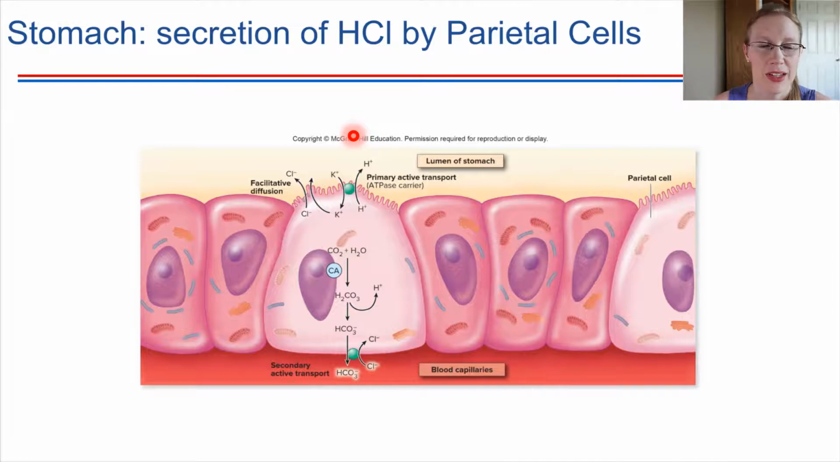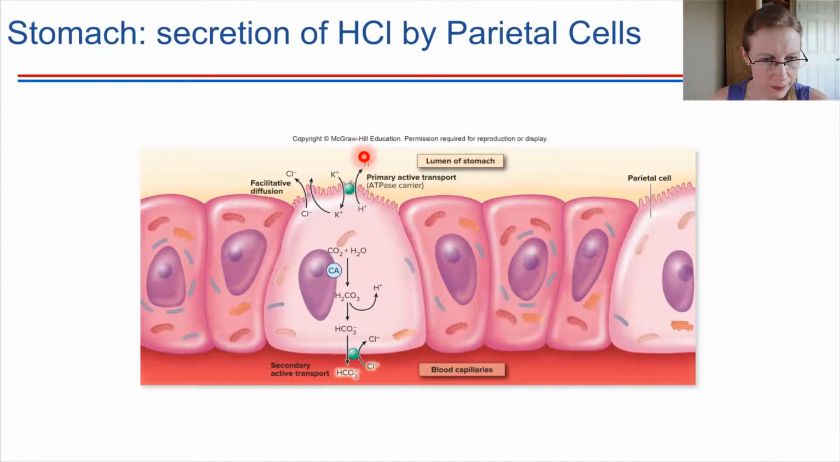And that potassium that is transported into the cell then diffuses back out of the cell through a potassium channel. So its concentration sort of equalizes. Potassium gets recycled. It travels back out to the outside of the cell and can be reused to help power the transport of protons out into the lumen.